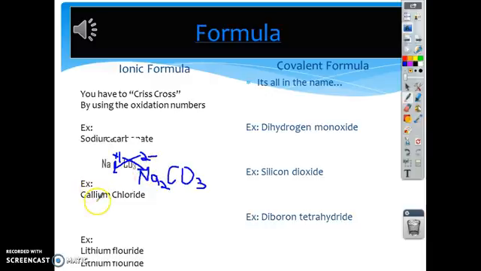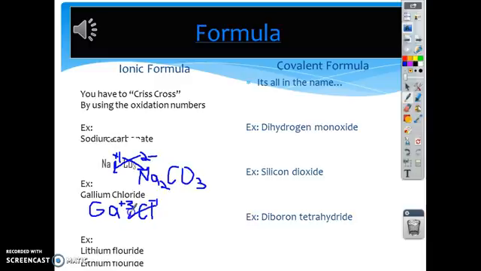Then we have gallium chloride. Find gallium on your periodic table. Take a look. He is in group 13. So what is his oxidation number going to be? Ga is going to have an oxidation number of +3, just like aluminum. And chlorine is in group number 17, so he's going to have a 1- oxidation number.